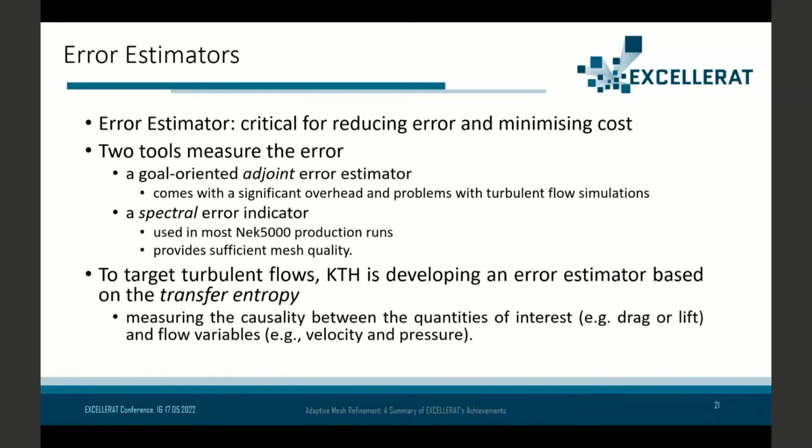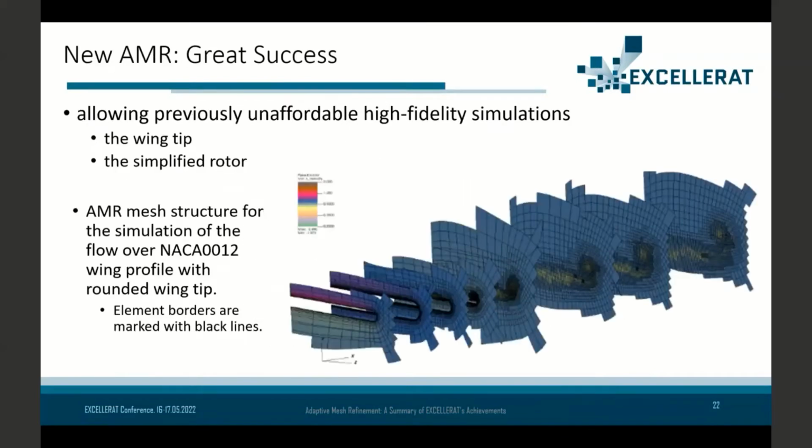So to target turbulent flows, KTH are currently developing an error estimate based on transfer entropy, measuring the causality between quantities of interest, like drag or lift, and flow variables, velocity, pressure, etc. So, final slide. Great success. AMR allows previously unaffordable hi-fi simulations, like wingtips, simplified rotors, for instance. And this picture here is the AMR mesh structure for the simulation of the flow over an NACA 0012 wing profile with rounded tip, that famous wing profile. And that's it. Hopefully I've kept the time.